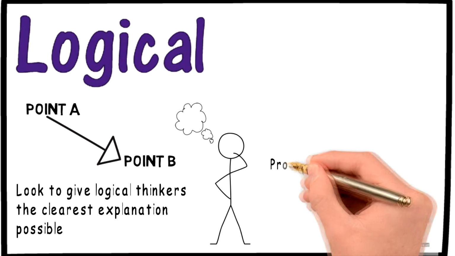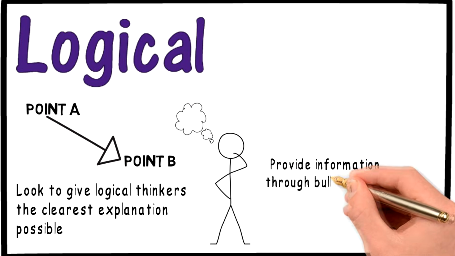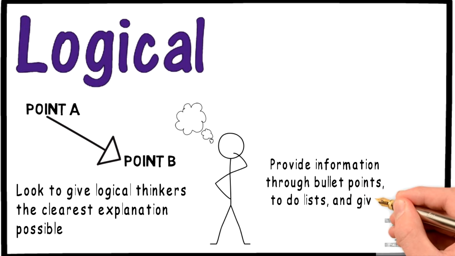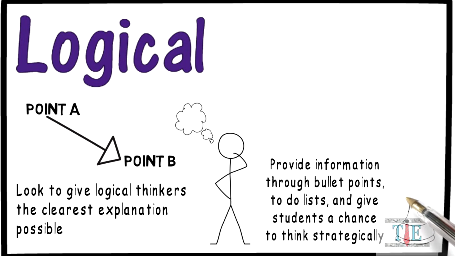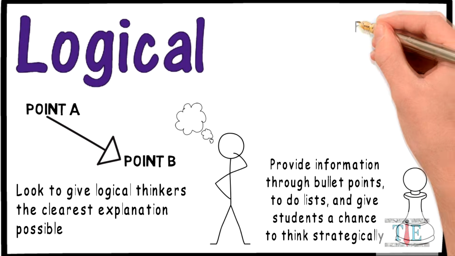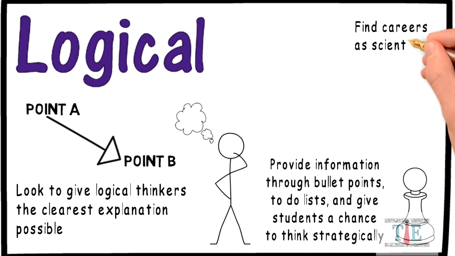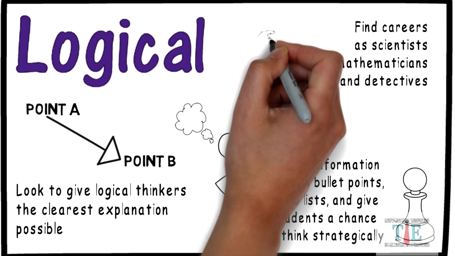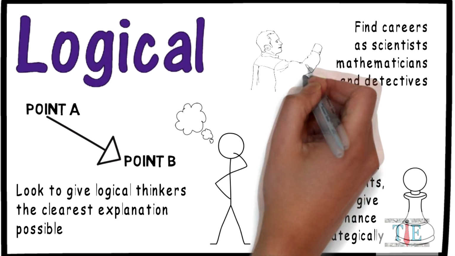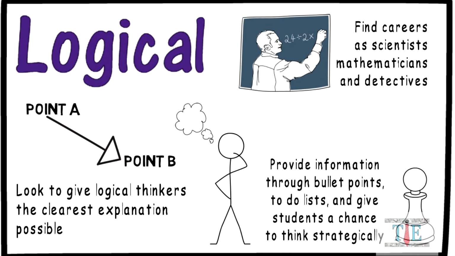They prefer lessons that are very objective in nature. Provide information through bullet points, to-do lists, and give students a chance to think strategically. Also, logical learners get very engaged with difficult problems. Most of the time they find careers as scientists, mathematicians, and detectives. These are your students that excel in math and enjoy a good mystery show.